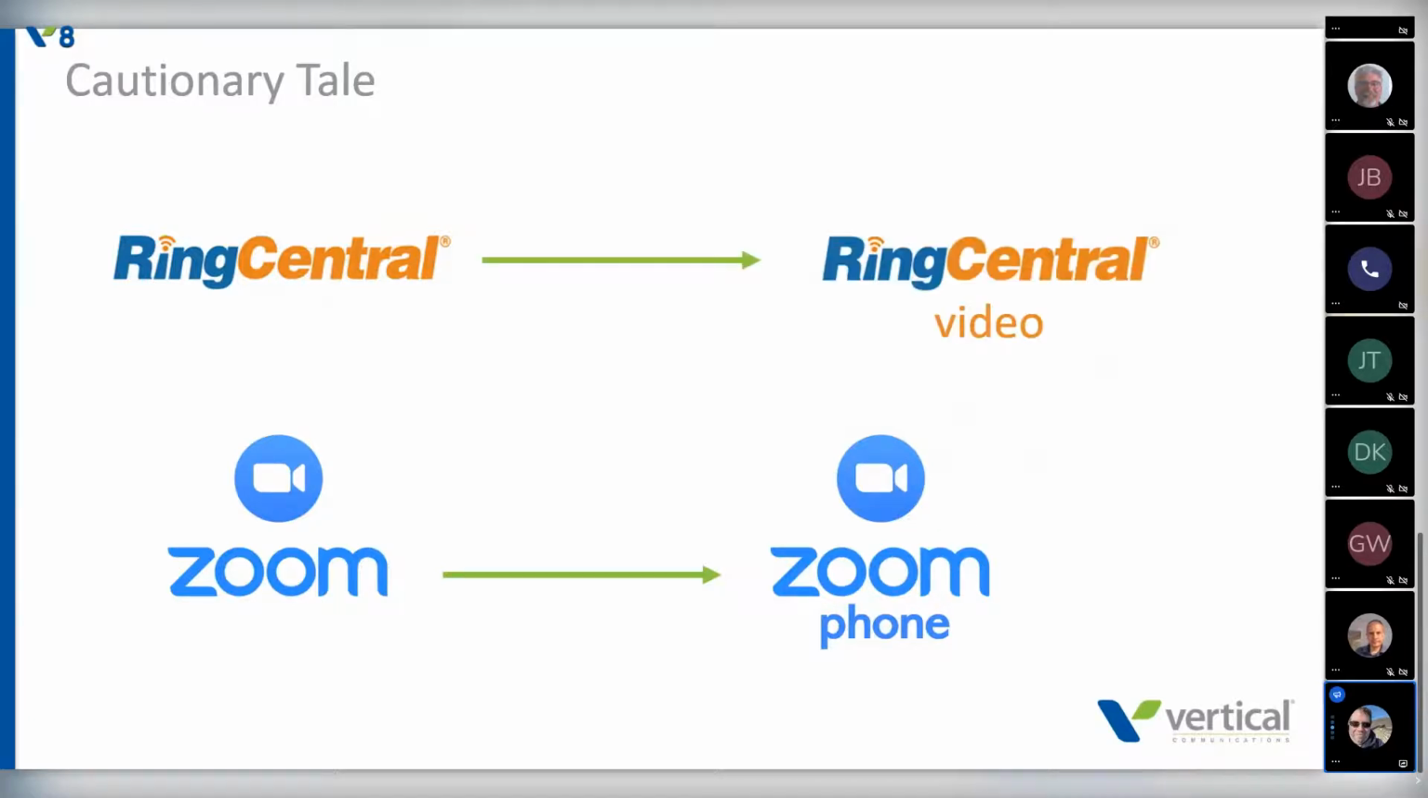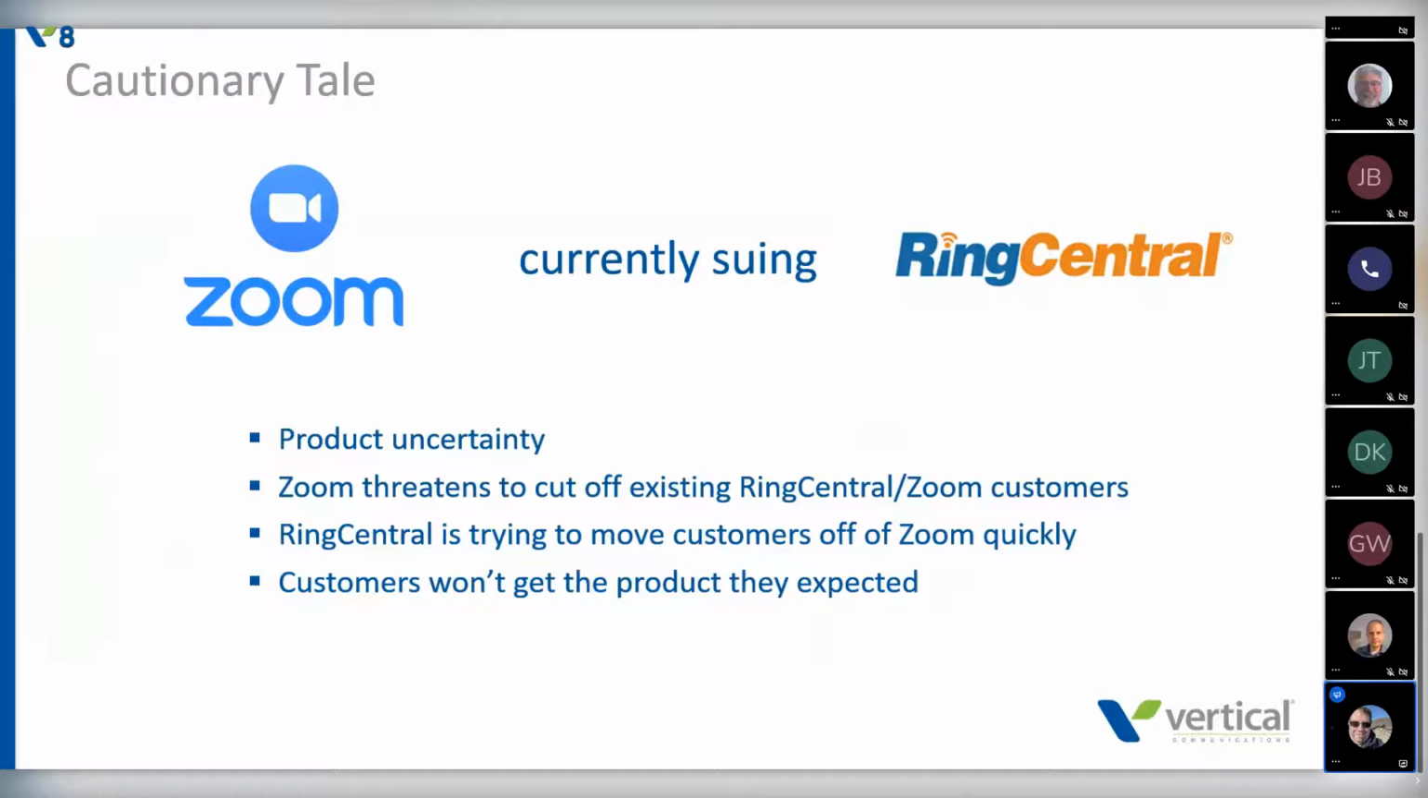And so RingCentral, either in defense or as an aggressive move, produced RingCentral Video. This is a replacement for RingCentral Meetings, which replaces Zoom and gets rid of it. And the end result of this is Zoom is currently suing RingCentral, leading end customers to have product uncertainty. Zoom has threatened repeatedly to just completely cut off the feature for existing customers that are still using the RingCentral Zoom combination. Ring is trying to force customers as quickly as possible off of the Zoom platform and onto their new platform. Customers aren't getting what they expected. It's a whole changing environment. This can be nothing but bad.